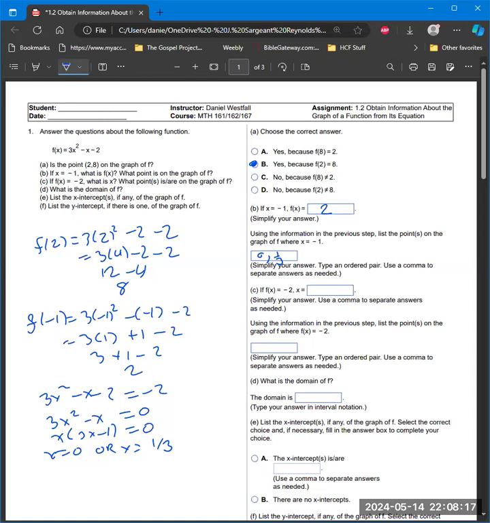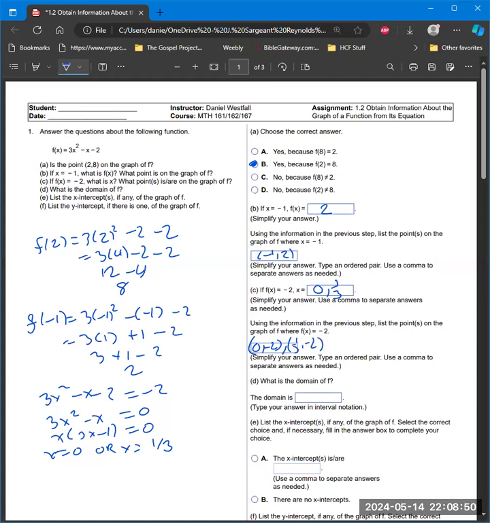So this was the point on the graph where x is -1, that's (-1, 2). This is (0, -2), and (1/3, -2). Using the information from the previous step, these are the points on the graph.